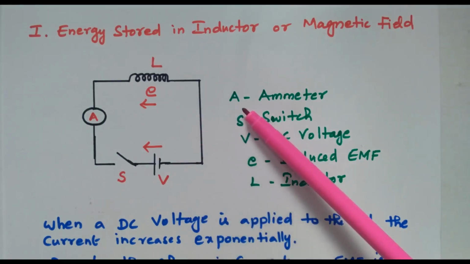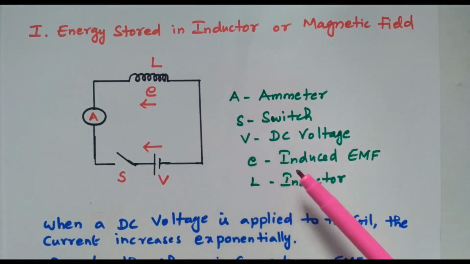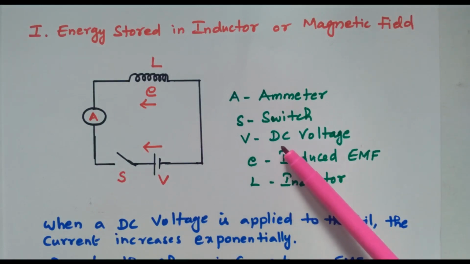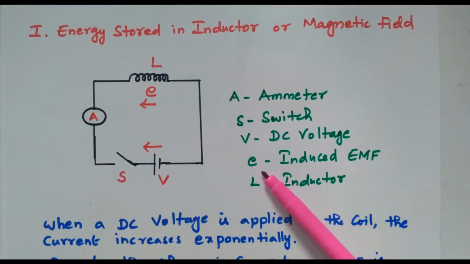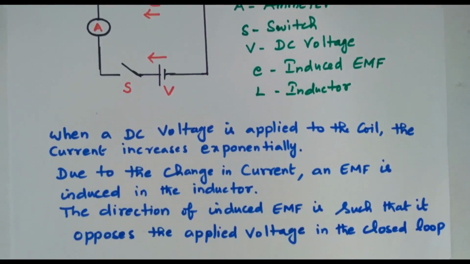So the details are given. The ammeter is there, S is nothing but the switch, V is the DC voltage source, E is the induced EMF, and L is the inductor. So the description is available.